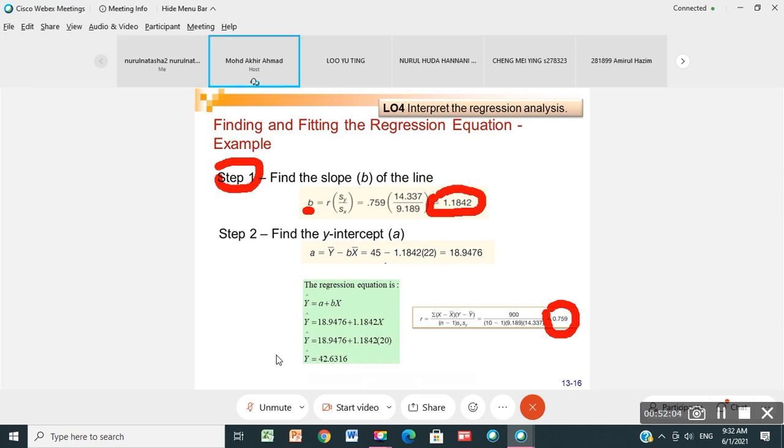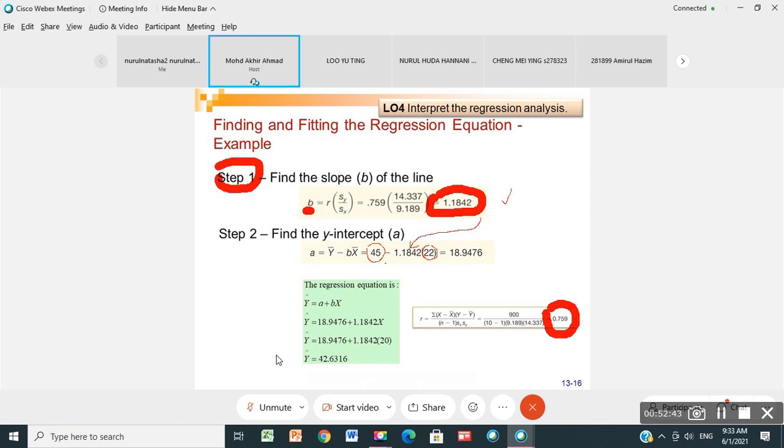You get 1.1842? Already get? So this value, 1.1842, we fill in this formula. A equal to y bar minus b x. So y bar just now we get 45, b is 1.1842, and x bar is 32.